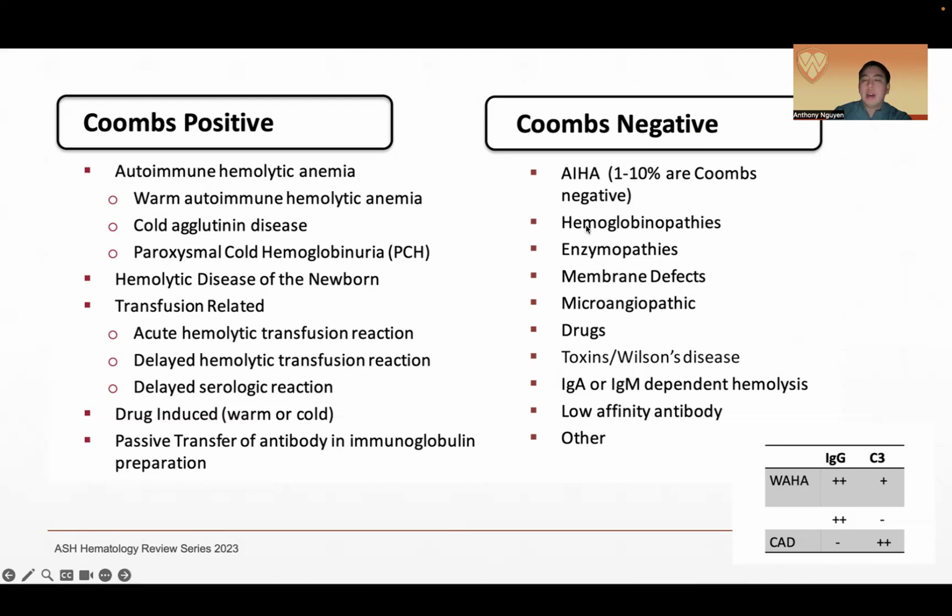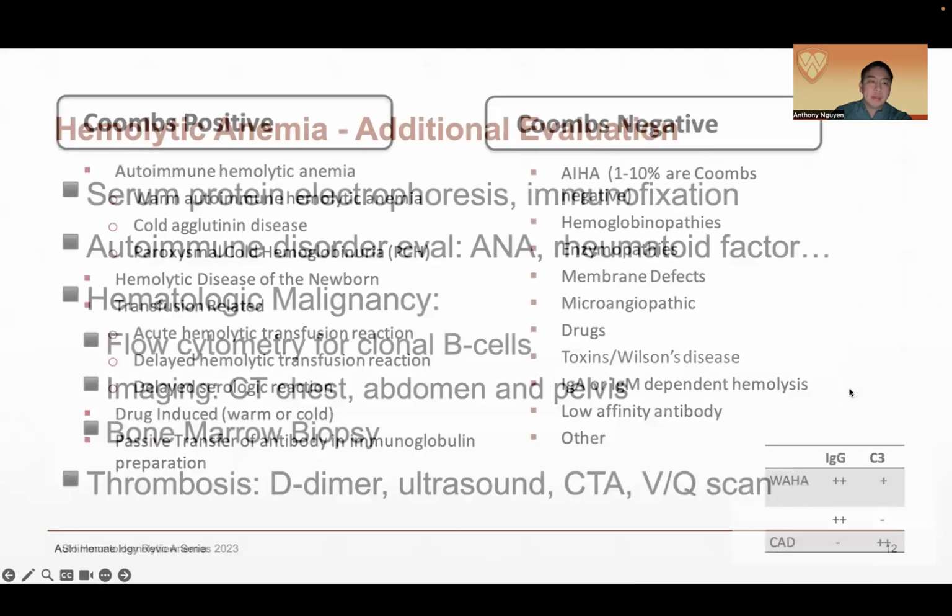Coombs negative are hemolytic anemias that we talked about already, including hemoglobinopathies, enzymopathies, membrane defects, microangiopathic hemolytic anemias, drugs, and others. So typically in warm autoimmune hemolytic anemia, we will see an IgG that is strongly positive, and C3 can be positive or negative. In cold agglutinin disease, typically we would only see C3 positive on the Coombs test.